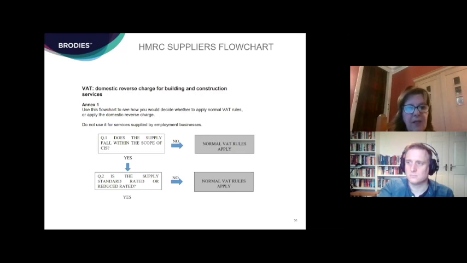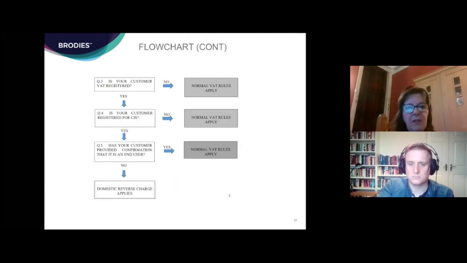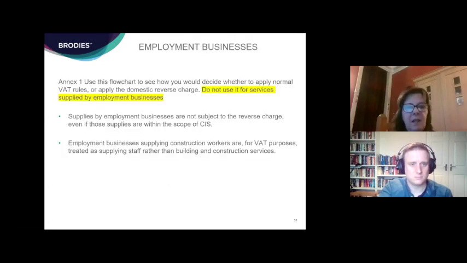Is the supply standard rated or reduced rated? Yes. But if the answer is no, then you drop out at that stage. And looking at the rest of the flow chart, the other questions are, is your customer VAT registered? Yes or no? Is your customer registered for the CIS? And if they are, then have they given you an end user certificate? But if they have, then the normal VAT rules apply. And if they haven't, the domestic reverse charge applies. So that's quite a good flow chart. And I think on the next slide, we'll start to go through bits of it.